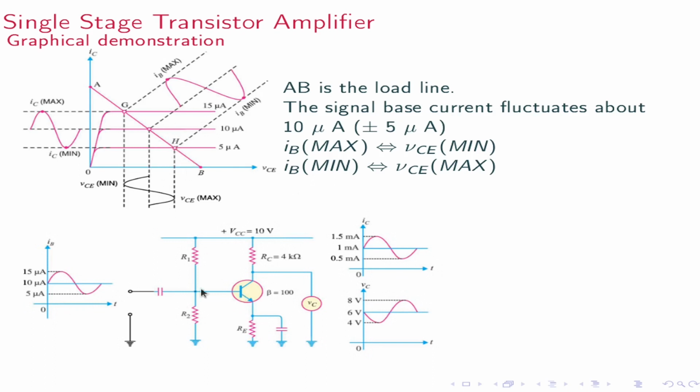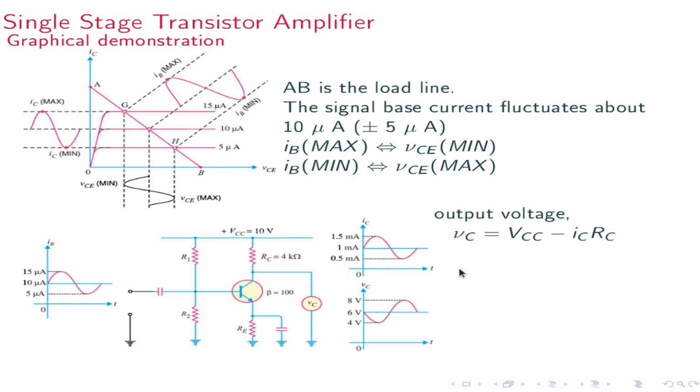This is a circuit and all I have given here. The Q value is 10 microampere. It changes to 15 microampere and 5 microampere. The beta value is 100. 10 into 100 microampere is equal to 1 milliampere. That is the IC. 15 into 100 microampere is 1.5 milliampere, and similarly 0.5 milliampere. This is the output current.